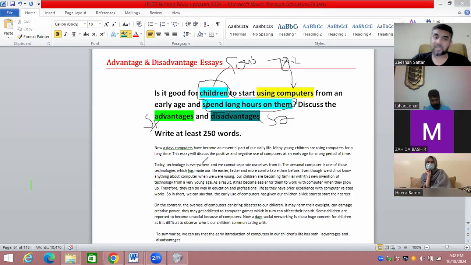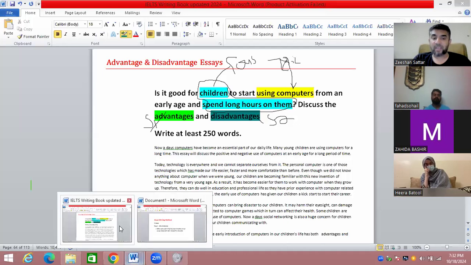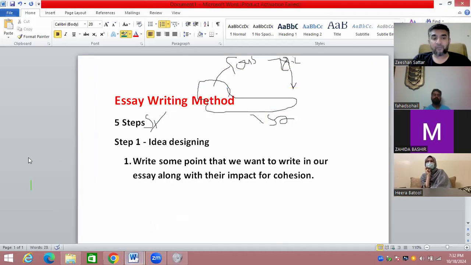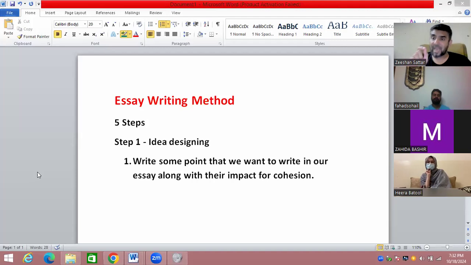Why have I identified the topic, focus, side 1, side 2? I will be going back on the steps and then you will come to know why sir has identified them. But it is what we have to do. In the start, in step number 1, we will generate the ideas. For example, if we have to write the essay on advantages and disadvantages of early use of computers, we will write some points, 4 points. 4 ideas about the advantages and their impacts on the back of the question paper. And then we will write 4 disadvantages along with their impacts on the back of the question paper.